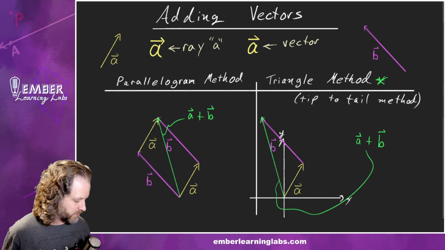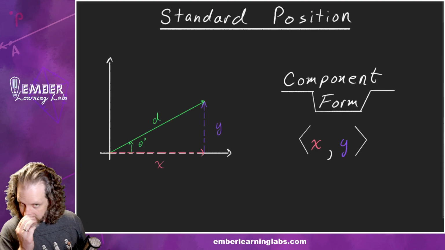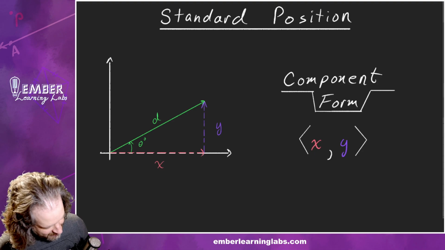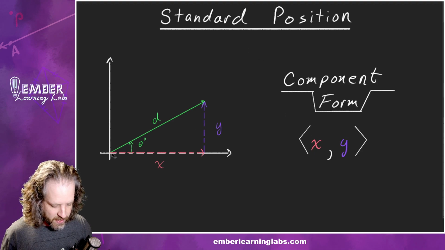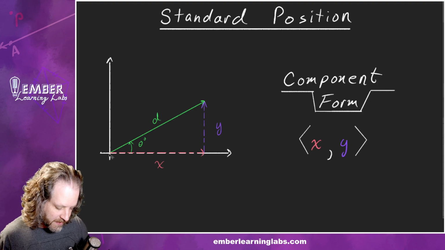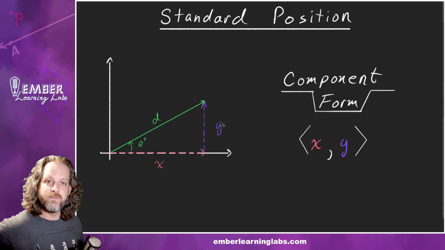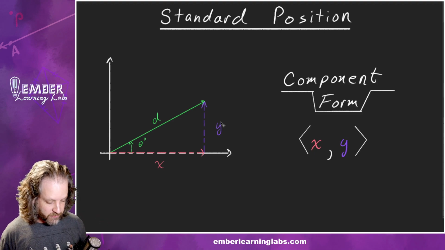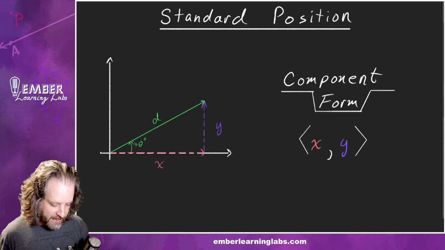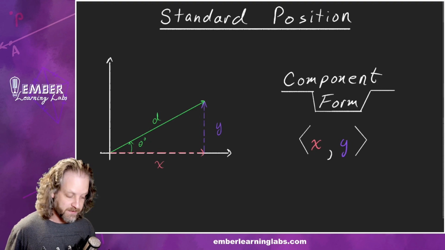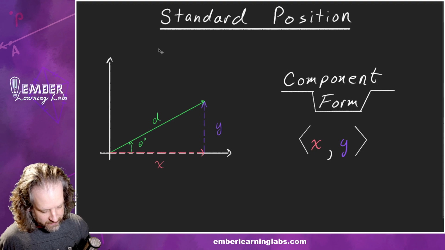Let's keep on trucking. So I've said several times standard position. Standard position is a vector drawn where its tail is at the origin and then it comes out from there. And there are two sort of ways of describing vectors. One is your standard magnitude.